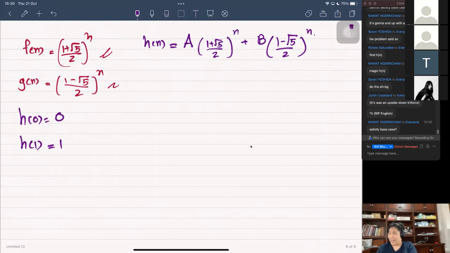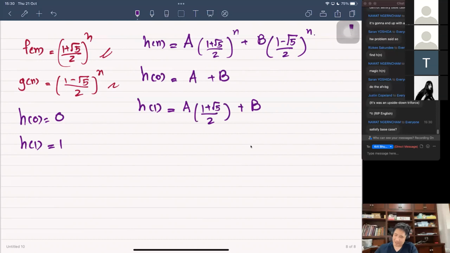So let's plug that in. The reason I pick 0 is because I do not have to deal with the square root of 5. h of 0 is a plus b, equal to 0. I love this kind of equation. And then h of 1, now you cannot avoid it: it's a times (1 plus the square root of 5) over 2, at least I don't have to square, plus b times (1 minus the square root of 5) over 2, equals 1.